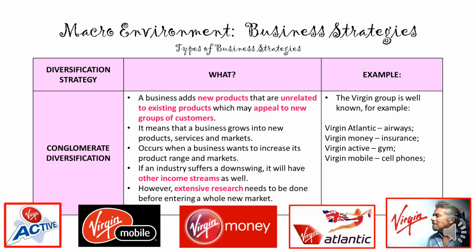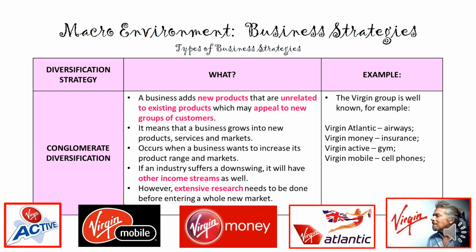Right, the last example of diversification is conglomerate diversification. This is again where the business is adding new products. They are unrelated to the existing customers, and it will appeal to different customers. All right. So now we're adding a new product and we are hoping to attract new customers. So we're growing into new products, new services, new markets. So the advantage of this is that we want to increase our product range and markets.